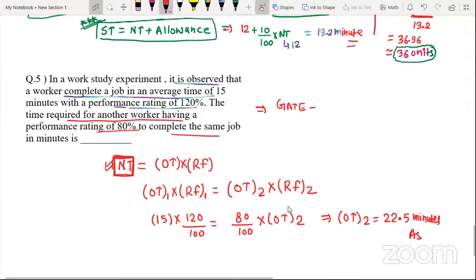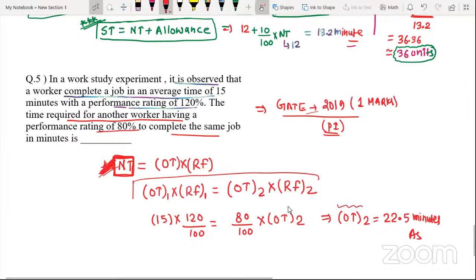This is a GATE question, GATE 2019, a one-mark question for the production branch PI, production and industrial engineering. You can directly calculate because this normal time is going to remain the same, as it is the job completion time. So just use this technique and you can find the observed time for the second worker. It is going to be 22.5 minutes.